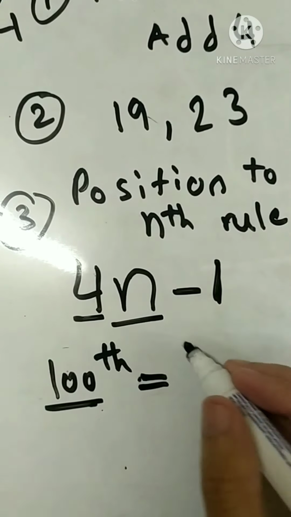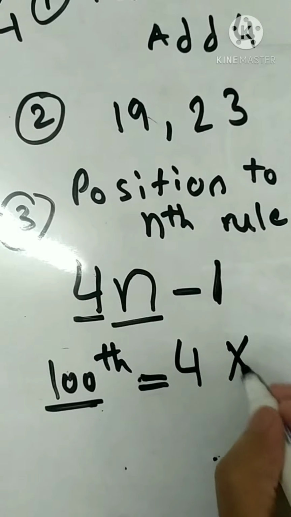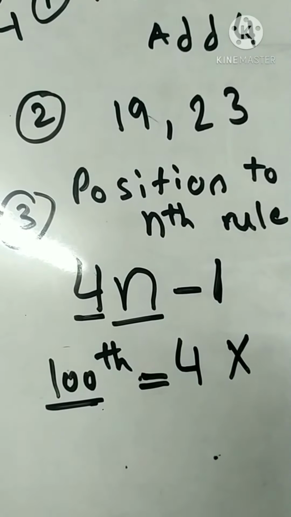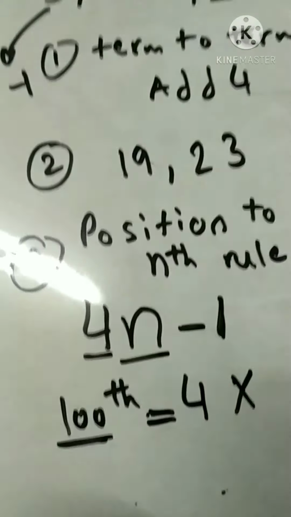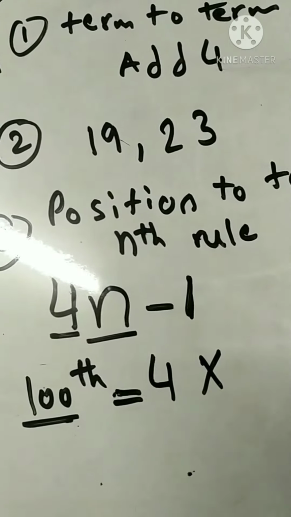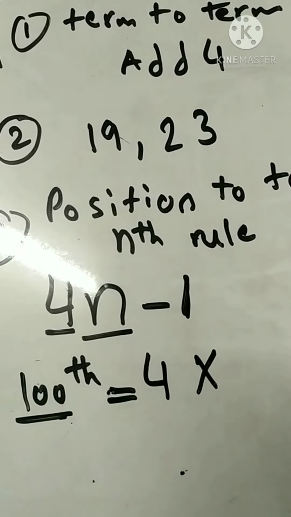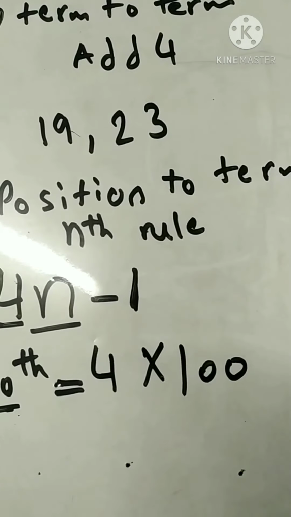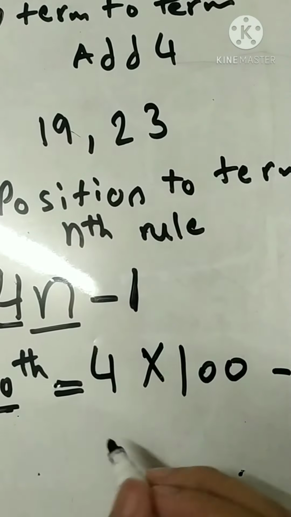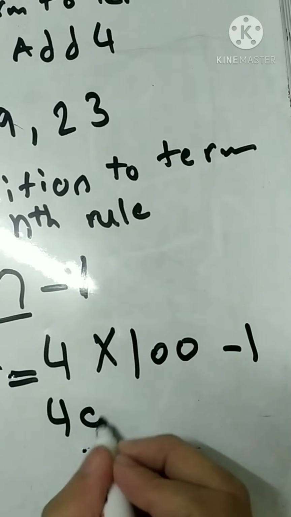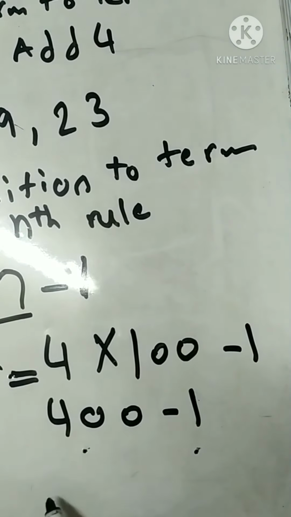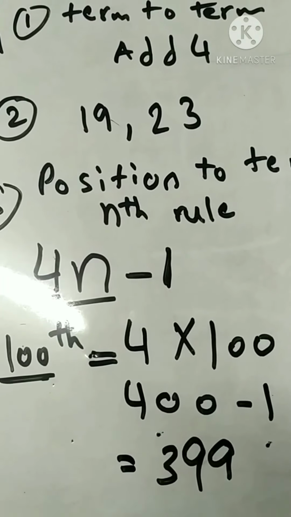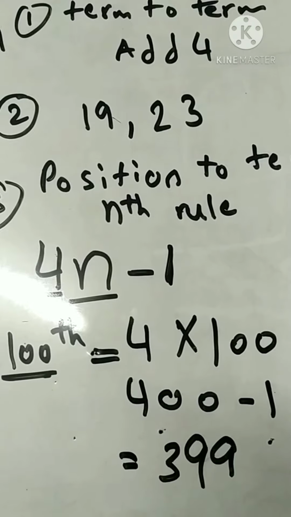Okay, so instead of n, it's 4n, it means 4 times n, but we're not going to write n because now I want to get the 100th term. So what is the 100th term in this sequence? We're going to substitute n with 100, so it's 4 times 100, okay, and then we subtract 1. 4 times 100 equals 400, and 400 minus 1 equals 399. Okay, so if I get the 100th term in this sequence, it's going to be 399.